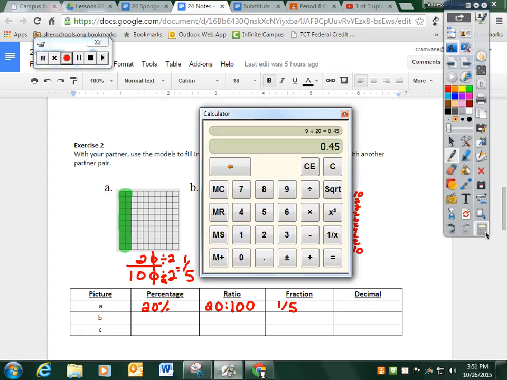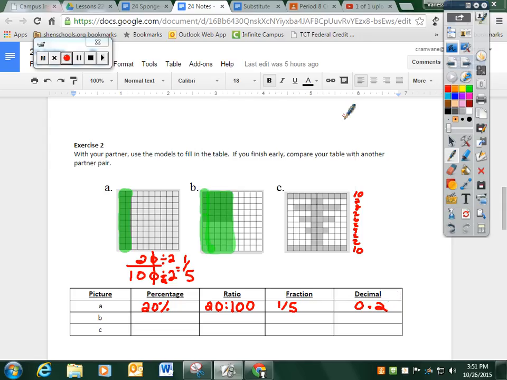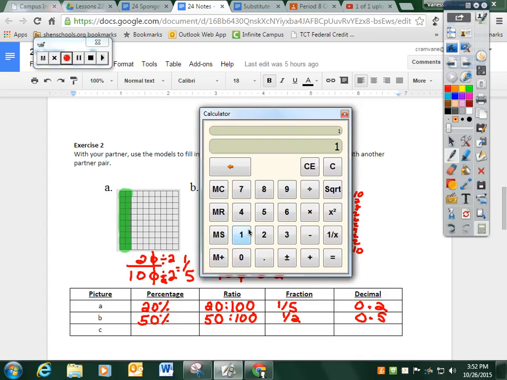Hopefully you took your calculator out and you're going to do 1 divided by 5. And your decimal equivalent is 0.2, or 2/10. Okay? The next one, 50 out of 100 boxes are shaded. That's 50%, which is 50 to 100. I'm going to make that a fraction underneath so I can simplify it. The zeros cross out, same as dividing the top and the bottom by 10. And I'm going to scale this one down to 1/2. And I know that's a very famous fraction that can be converted to a decimal, but just to prove it, 1 divided by 2 should be 0.5.